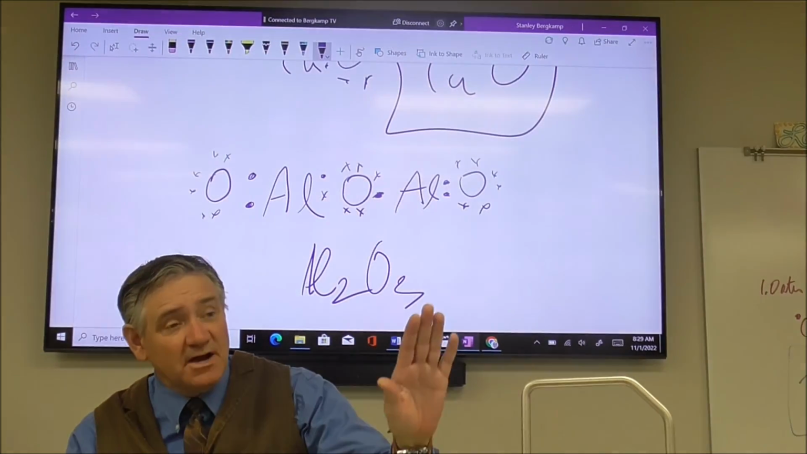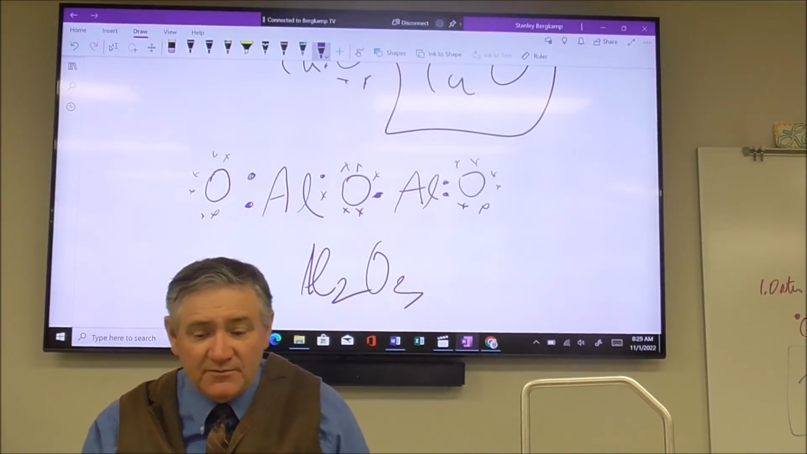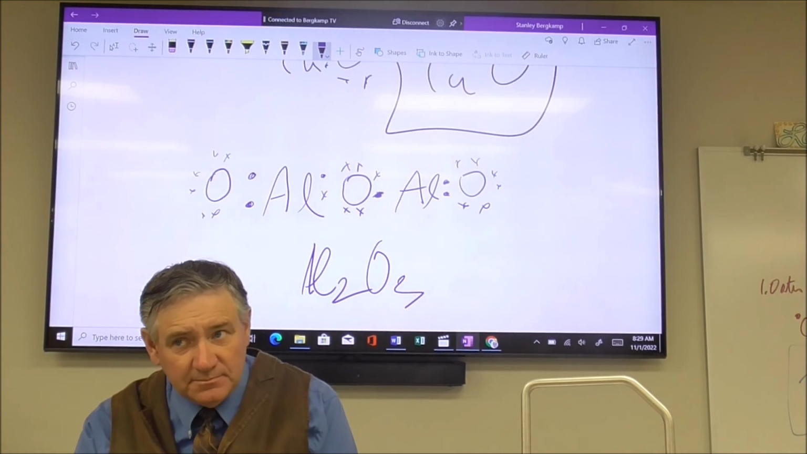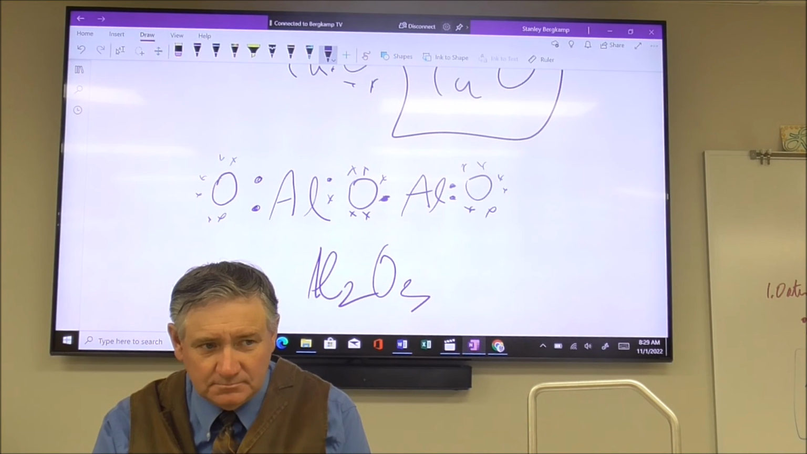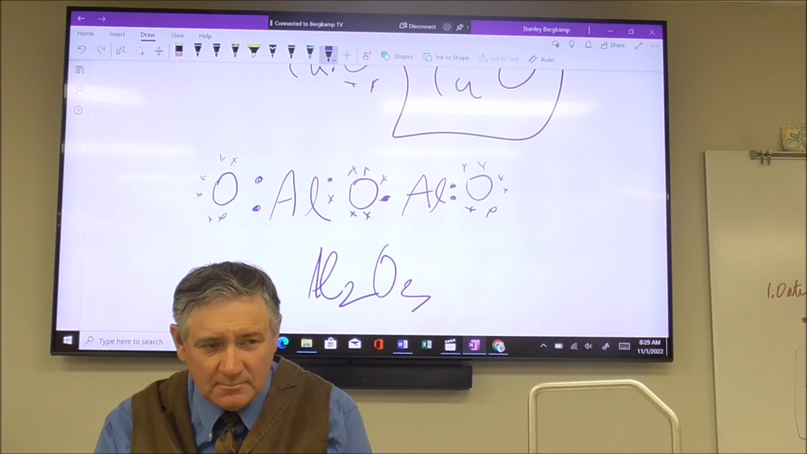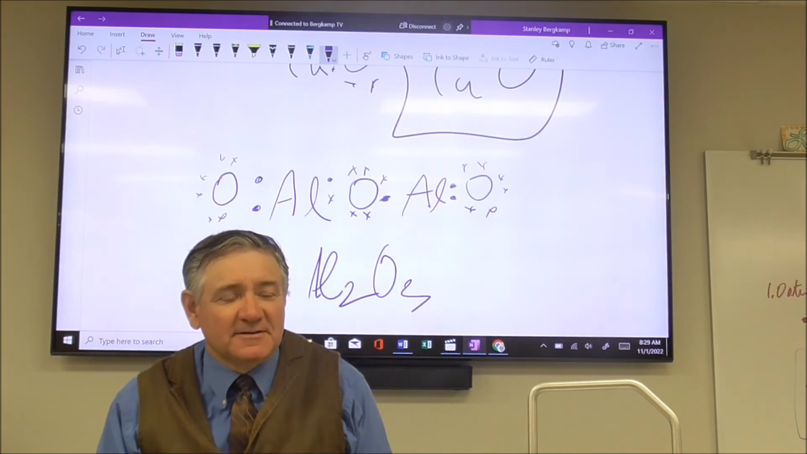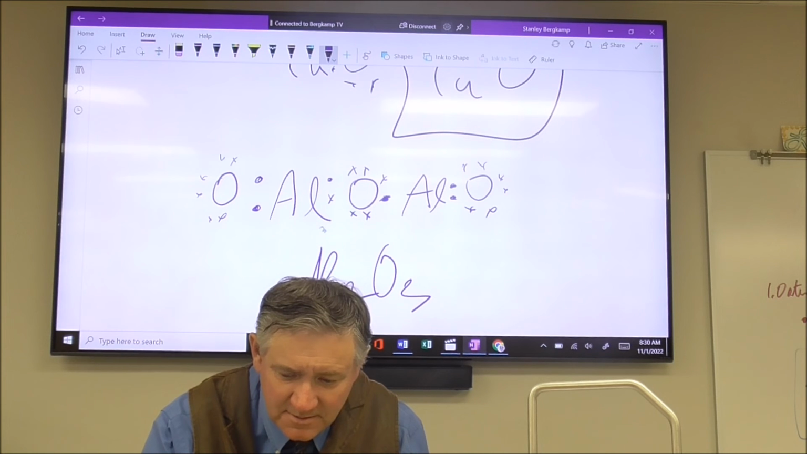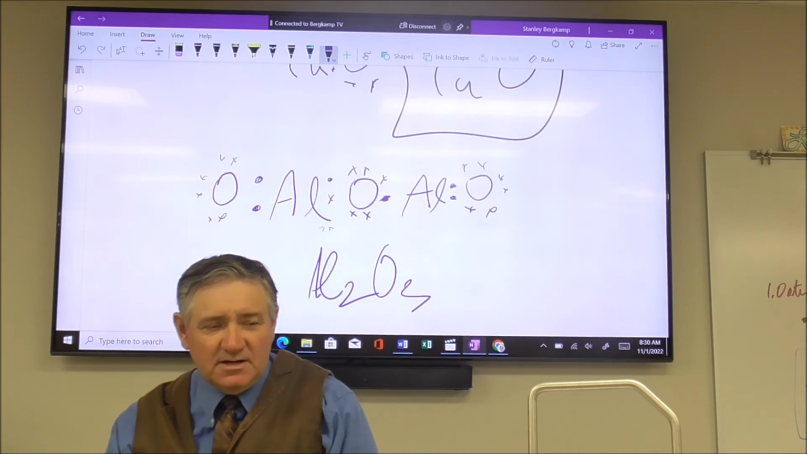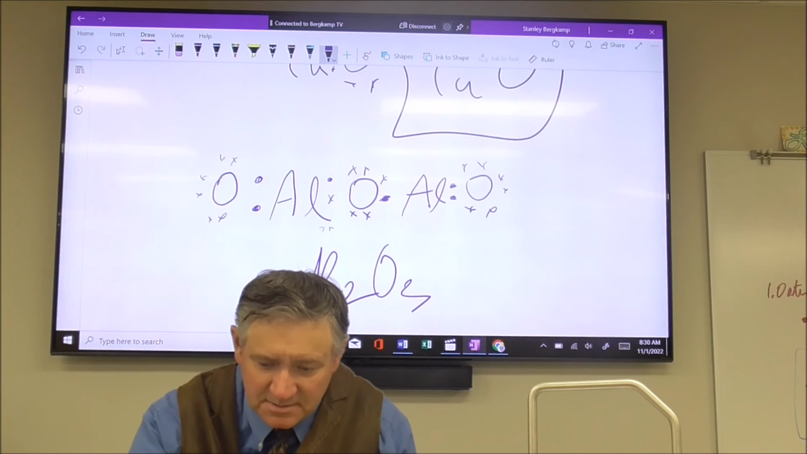Okay? Now, here's how you can check that this is right. Now, if you go to your periodic table in that chart up above, what's the oxidation state of aluminum? Ethan, what's the oxidation state of aluminum? Caught me off guard. Let me give you a hint. Look up there. 3 plus. So aluminum sits there at 3 plus. What's the oxidation state of oxygen? 2 minus. 2 minus. Okay?